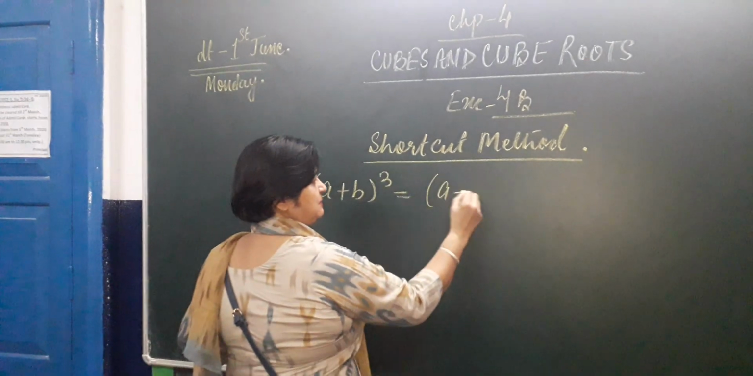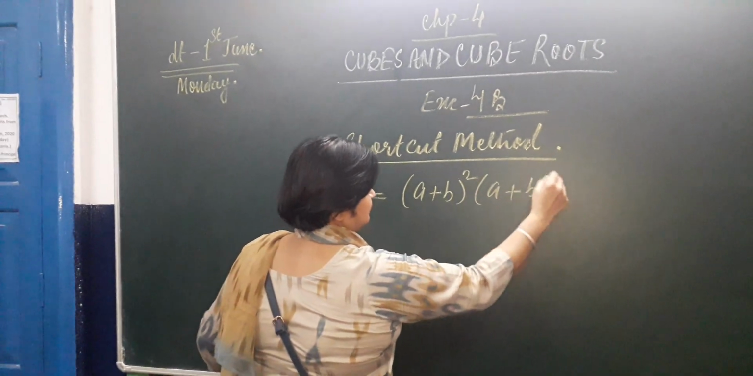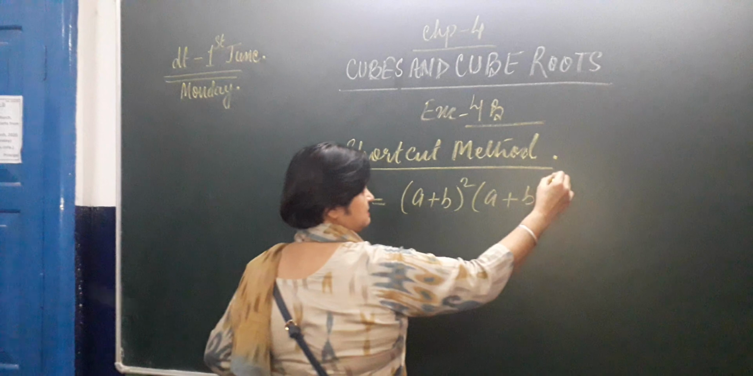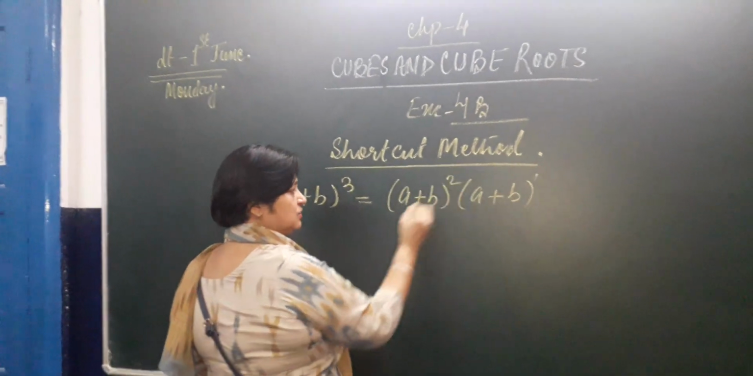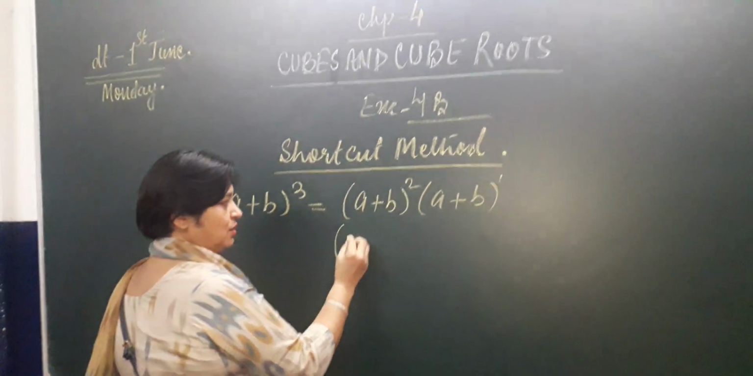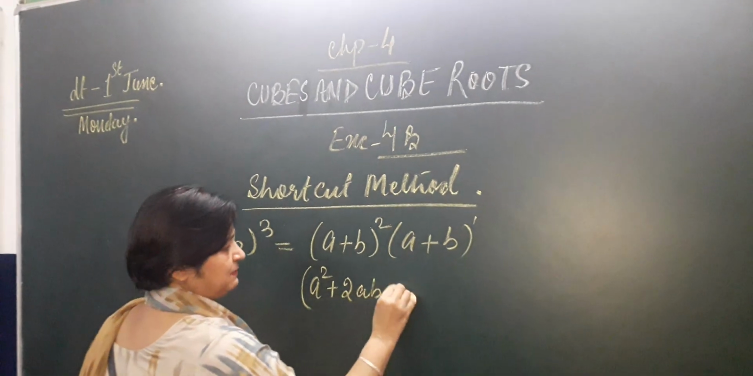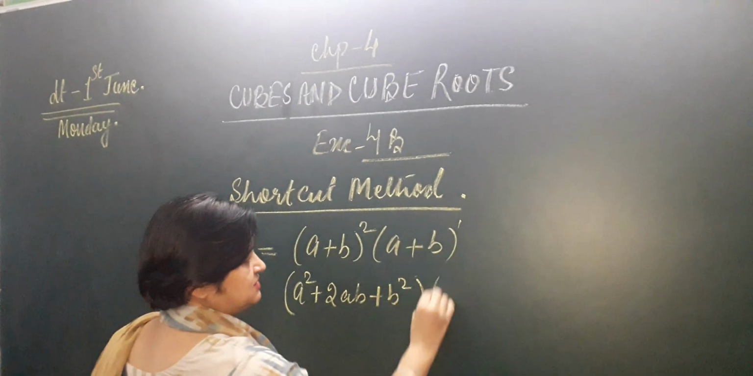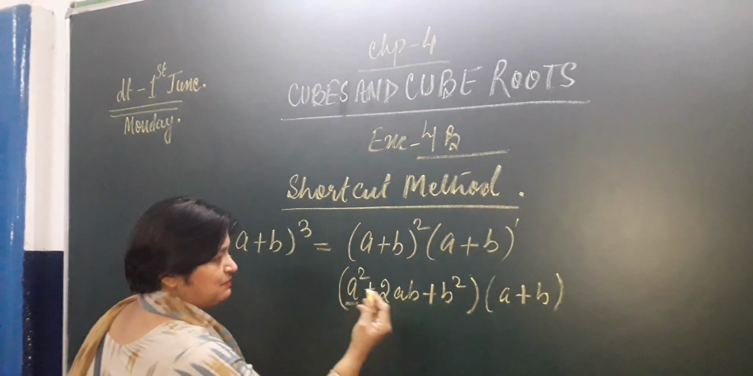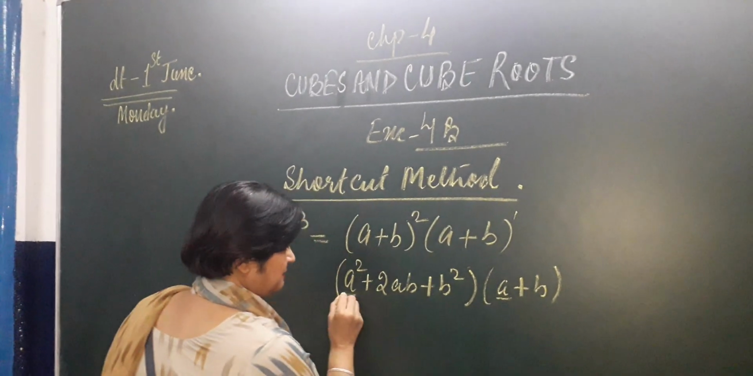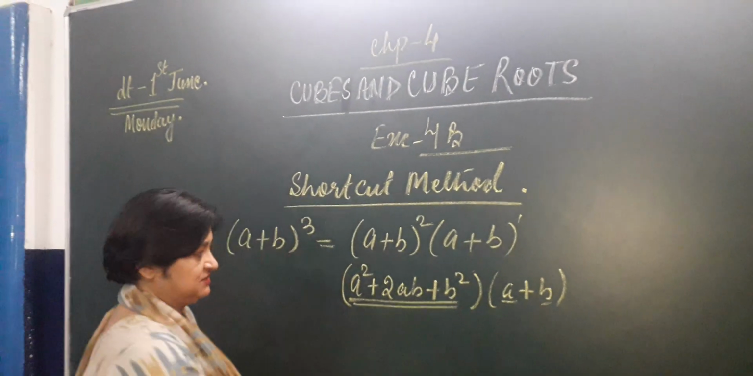This is a plus b whole square into a plus b. Just see, here the power is 2 and here the power is 1. Altogether the power becomes 3. In a plus b whole square, it is already completed by you all. Then the formula says this is a square plus 2ab plus b square, and this is a plus b. Here we will start multiplication. We will multiply a by the whole equation and again b by the whole equation. Let us see what happens.